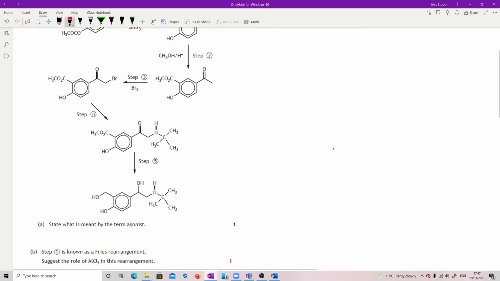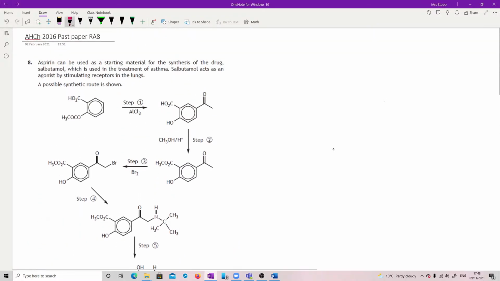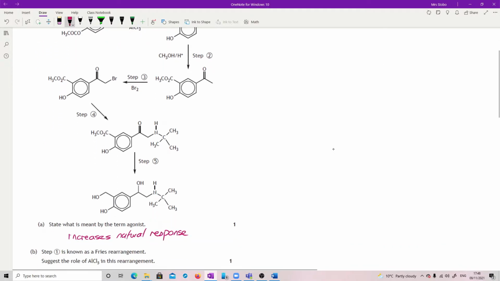Okay. State what is meant by the term agonist. Well, that's a straight KU point that you need to know. Basically this is something which increases your normal response, or the natural response. You're told that it stimulates receptors in the lungs, and it tells you agonist by. So whatever the normal pathway would do, the salbutamol is doing the same thing. Okay.